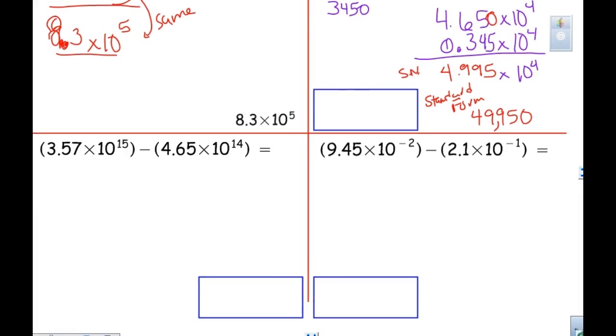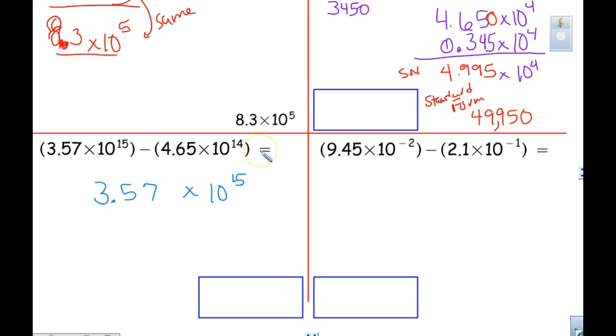So we're going to take a look at the subtraction ones on the bottom, and then we're going to do a couple examples and get you started on your homework. So the subtraction ones. As we are doing subtraction, here we have 15th, here we have 14th. We want to keep the same power. So we're going to put 3.57 times 10 to the 15th.